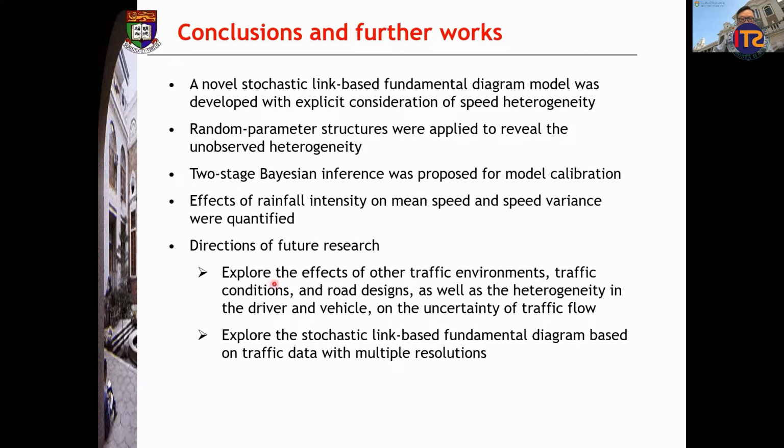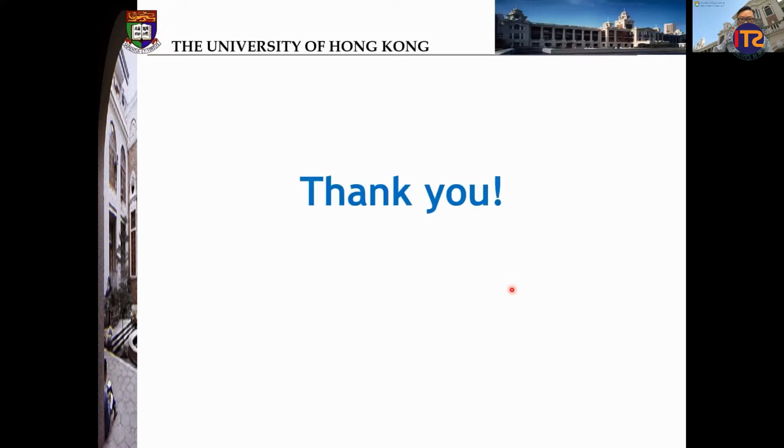As further research, we try to explore other effects like the traffic environment, traffic conditions, road design, etc., and how they affect the uncertainty of traffic flow. Also, generally, in many cases, the data will be coming from different sources with different resolutions. I think it's a challenging topic how to study the stochastic fundamental diagram with multiple data sources with different resolutions. And that's all for my talk. Any questions are most welcome.